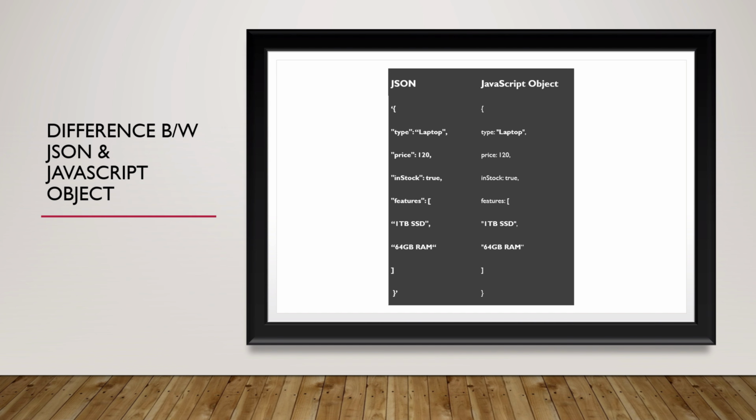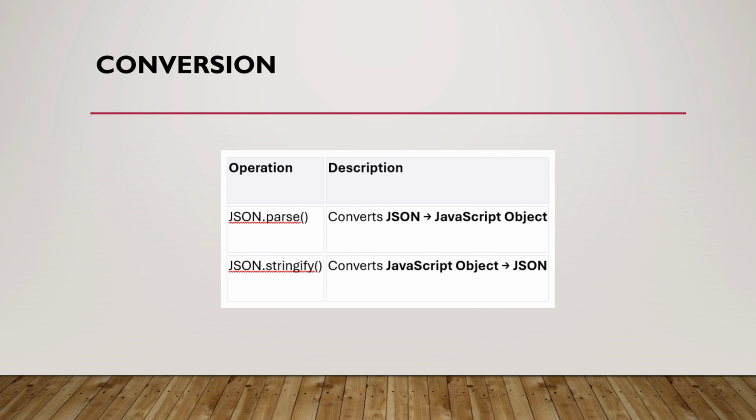If you see over here, it's not in double quotes and not in single quotes, so it's a JavaScript object. And how do you convert? With JSON.parse, you can convert JSON to a JavaScript object, and JSON.stringify converts a JavaScript object to JSON. So that is all about today's session, where we saw the basics of MongoDB.